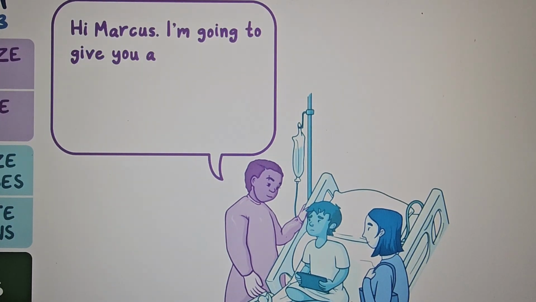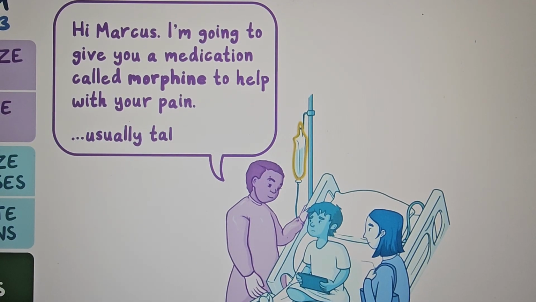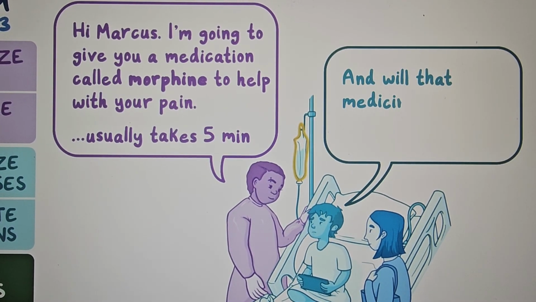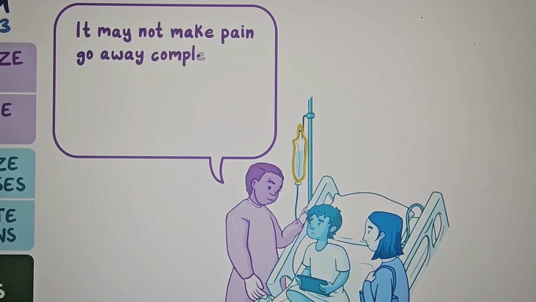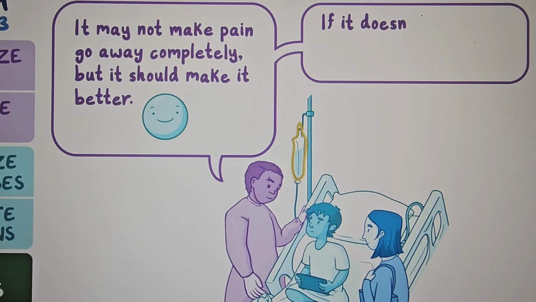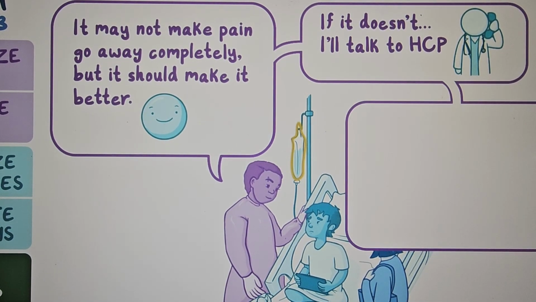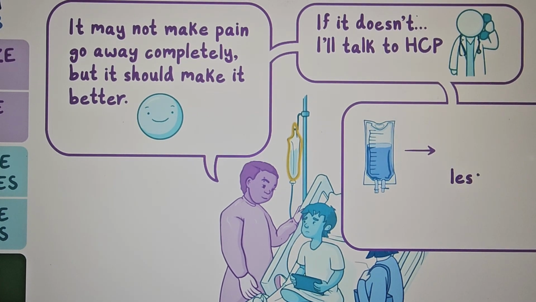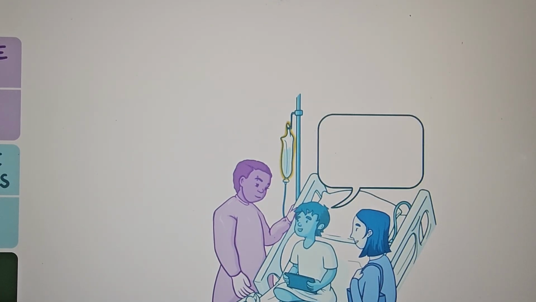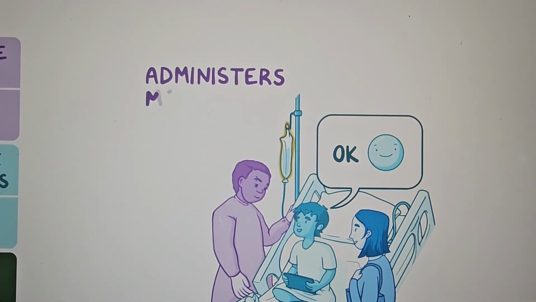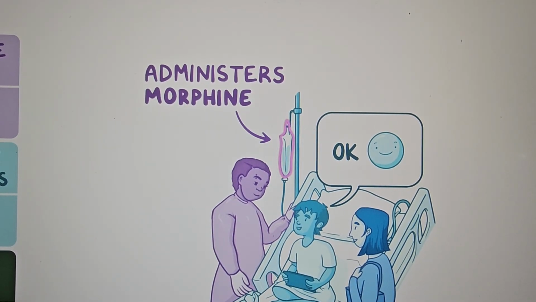Hi Marcus, I'm going to give you a medication called morphine to help with your pain. It's given through your IV and usually starts to work within 5 minutes. And will that medicine make my pain go away? It may not make the pain go away completely, but it should make it better. If it doesn't work, I'll talk with your healthcare provider to see what else we can try. In the meantime, I'll also give you some IV fluids, which will make your blood less sticky and improve blood flow to your fingers and toes. Okay. Nurse Maggie then administers the morphine using the principles of safe medication administration and hangs the prescribed fluids.